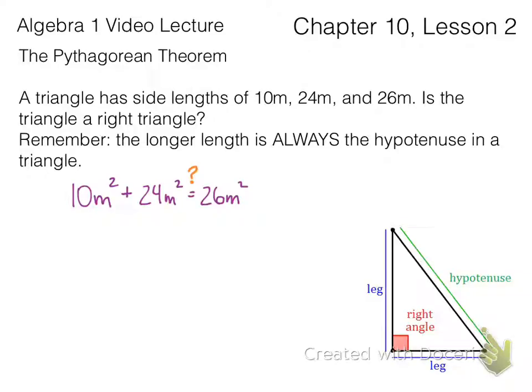So if we can plug these three numbers into the Pythagorean theorem and we get a true statement, it means that it's a right triangle. If we plug them in and get a false statement, it means that this triangle is not a right triangle. So let's plug them in, and again, the longest length is always the hypotenuse, so you always know what c is, and it doesn't matter what a and b are because they're just the other two numbers left. And since we're adding, it doesn't matter which order they go in because of the commutative property of addition.